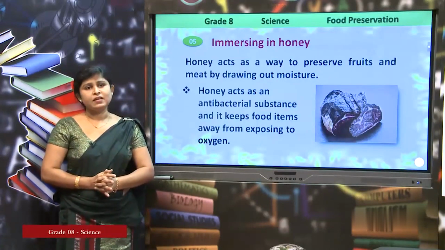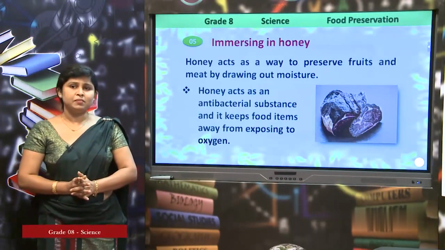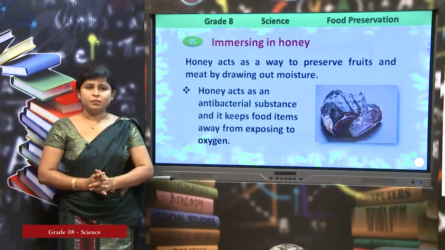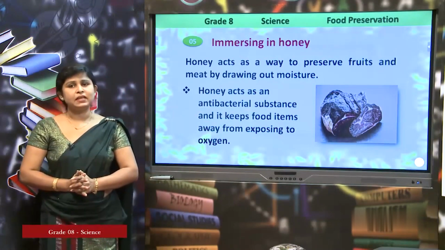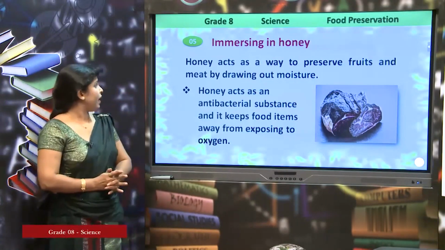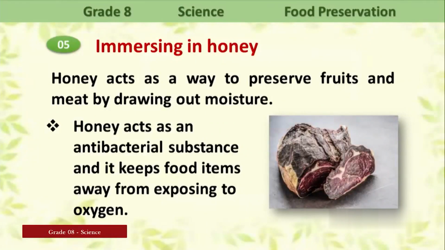Immersing in honey. I said earlier, this is a method used even in the past. Food items like meat and fruits are immersed in honey. Honey is a concentrated solution. Honey acts as a way to preserve fruits and meat by drawing out moisture. Honey can draw out the moisture from the food. Honey also acts as an antibacterial substance and it keeps food items away from exposure to oxygen.